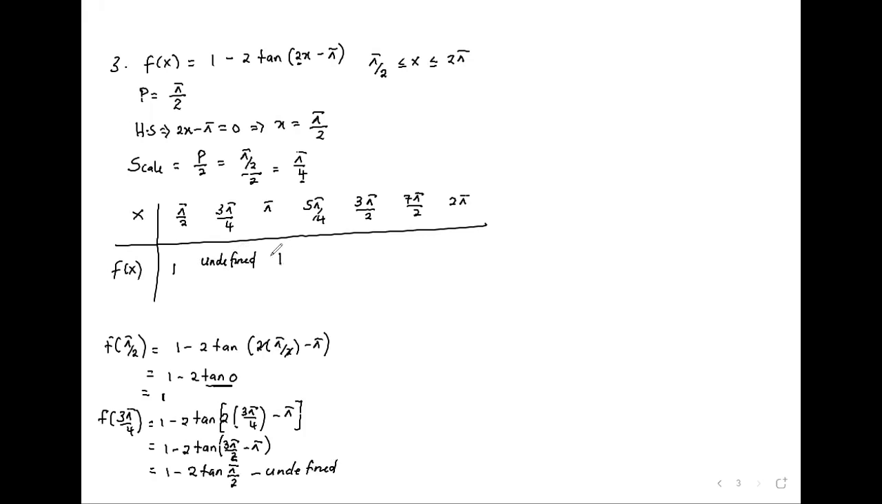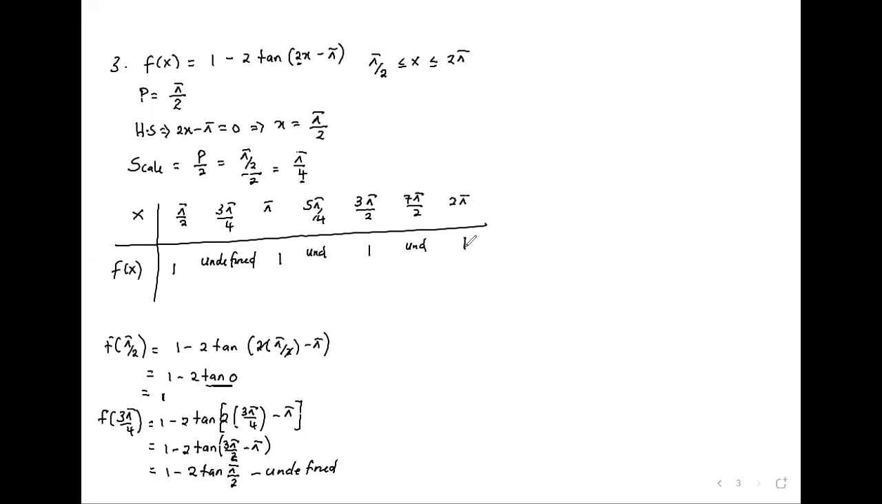So this will be 1 then. This will be undefined. This will be 1. This will be undefined. And this will be 1. So there will always be only 2 values that we're getting if we use a scale. So you get 1, or whatever number you get here, then undefined, that number, undefined, that number, undefined.